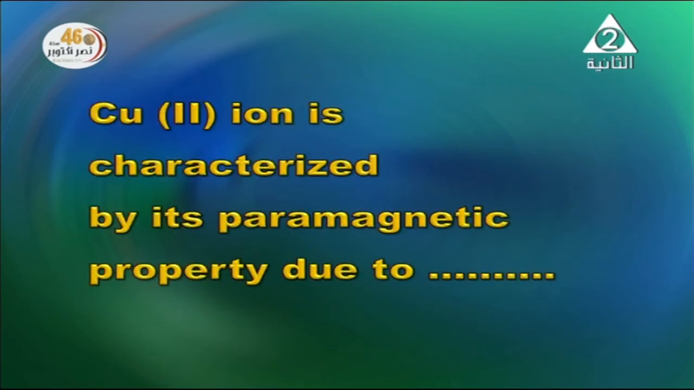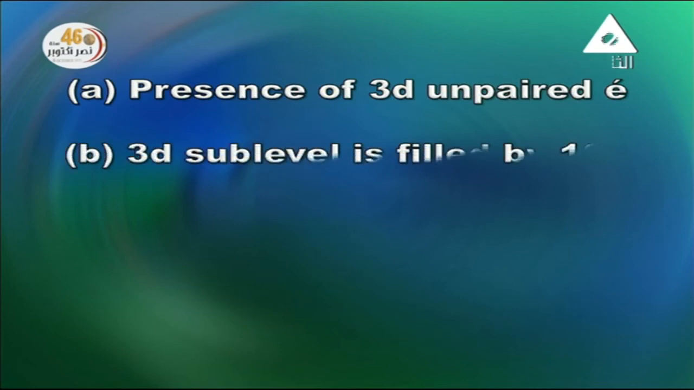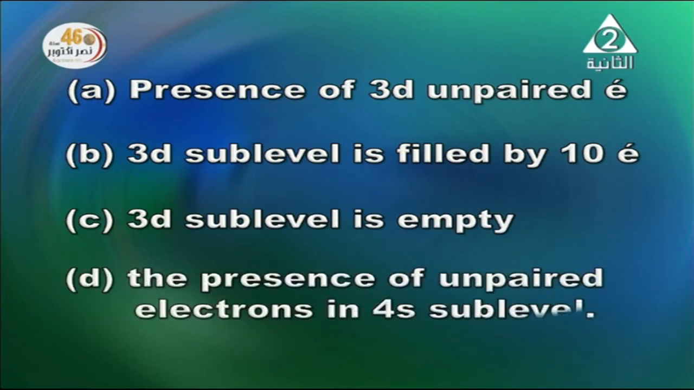Next point. Copper 2 ion is characterized by its paramagnetic property due to what? Presence of 3d unpaired electrons, 3d sublevel is filled by 10 electrons, 3d sublevel is empty, or the presence of unpaired electrons in 4s sublevel. If you think about it, my dear student, it will be the presence of 3d unpaired electrons.